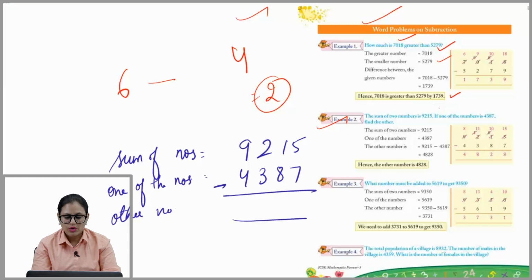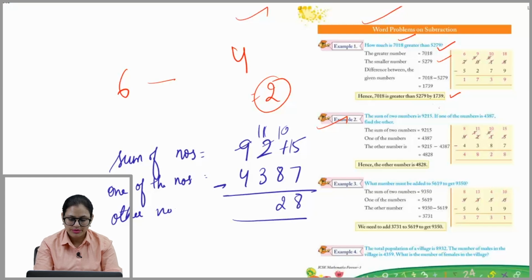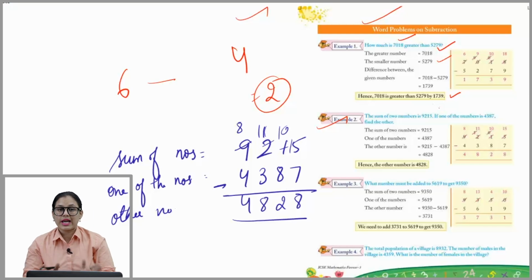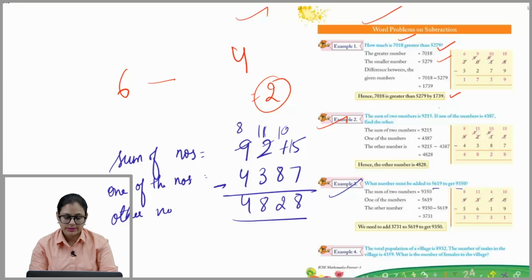subtract. You cannot subtract 7 from 5, so borrow from here. 15 minus 7 is 8. Again, you cannot subtract 8 from 0, so borrow from here. 10 minus 8 is 2. Again, borrow from here. 11 minus 3 is 8, and 8 minus 4 is 4. So 4828. This is the other number. And example 3. What number must be added to this number to get this? Let's take a very simple example.